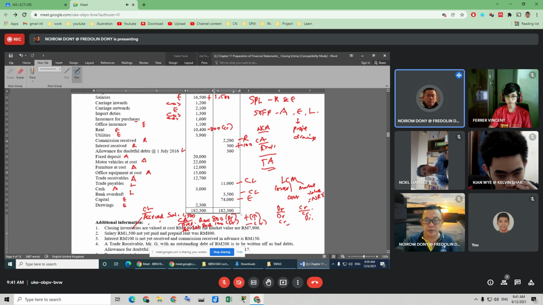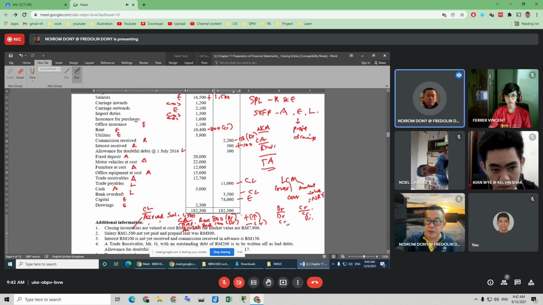Same goes with this, commission received in advance. So commission received is a credit item. In advance, meaning we have to reduce. Okay, reduce, minus. Commission received, so this one, you need to minus. We minus, look at this, in advance 150. Now when we minus, we are doing this one, debit entry.